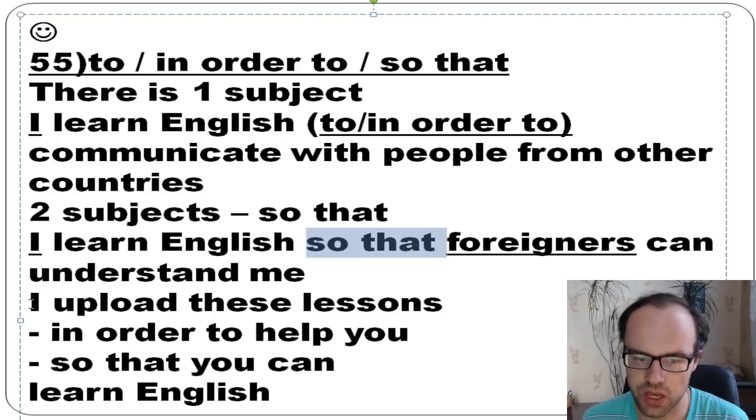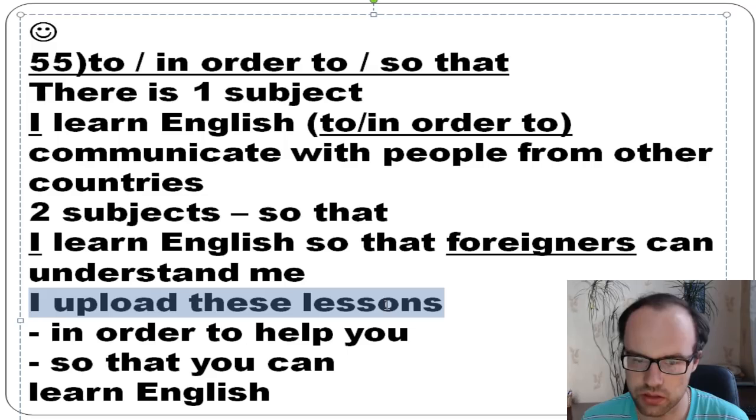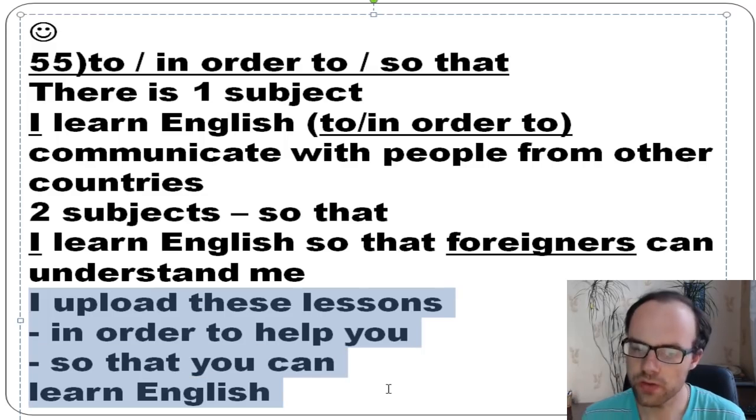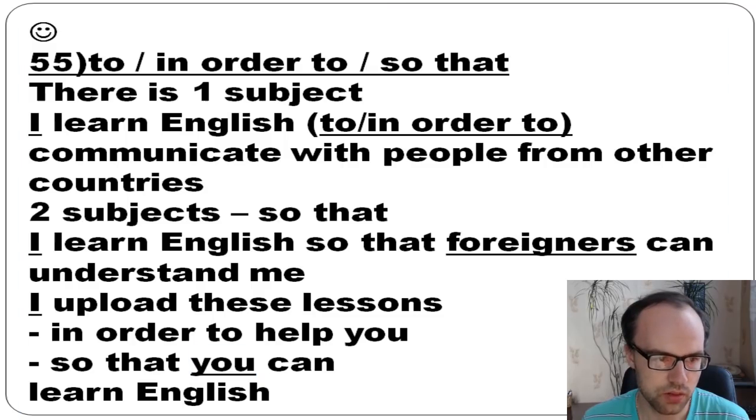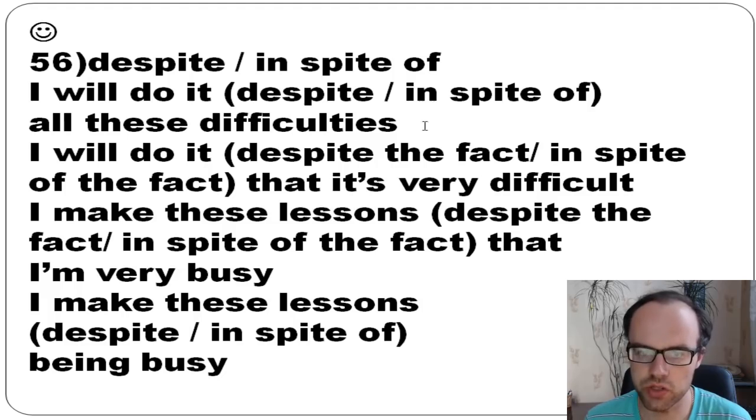Look, compare. I upload these lessons in order to help you, yeah? So it's one subject, I, or it can be two subjects. Look, I upload these lessons so that you can learn English. So I is the first subject and you is the second subject. And so you use the structure so that, okay? Good.